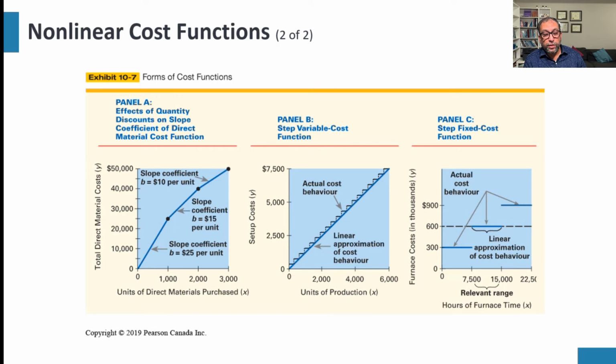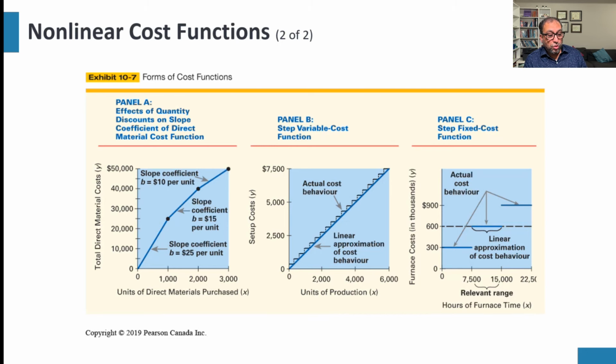And the other one is also the relevant range concept. Up to 7,500 output, the cost is fixed, like 300 in thousands. Then if we produce one more than 7,500, the cost increases to 600. And then after 15,000, it reaches 900. So this is the way it works in a step fixed cost function.